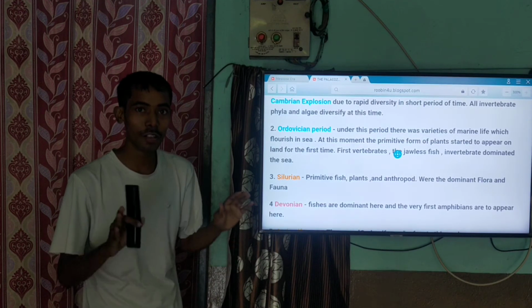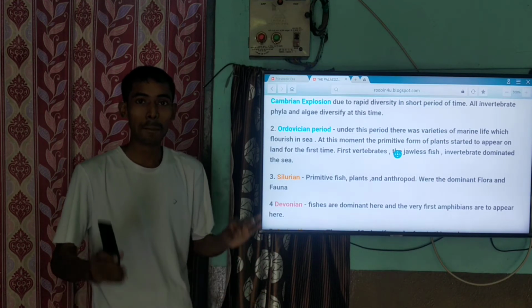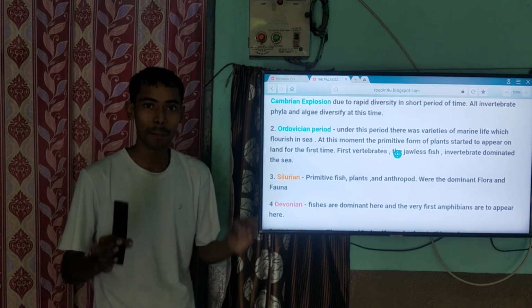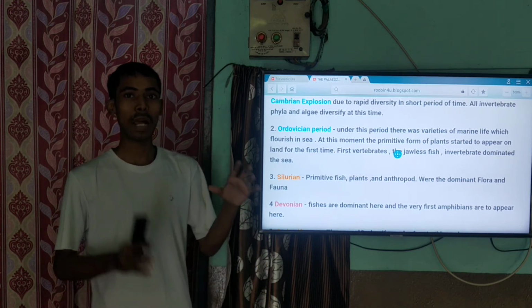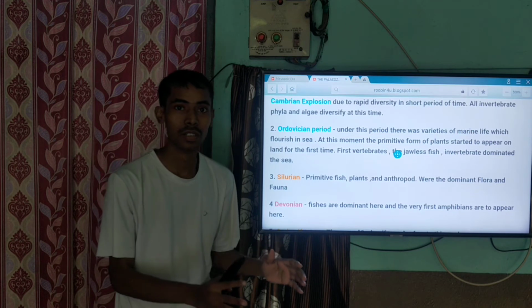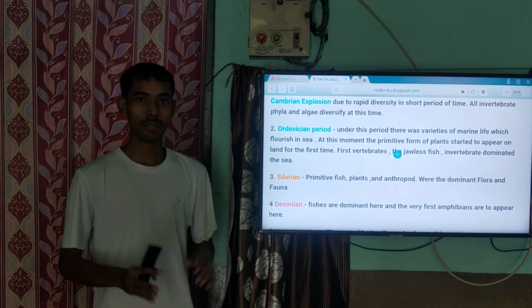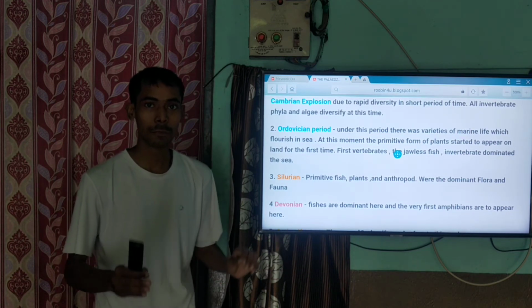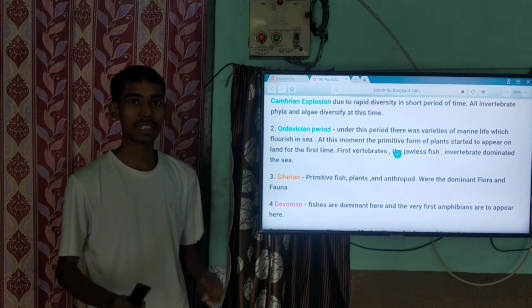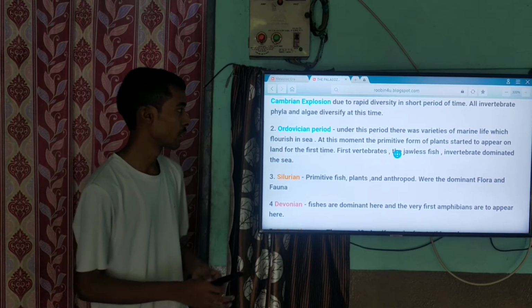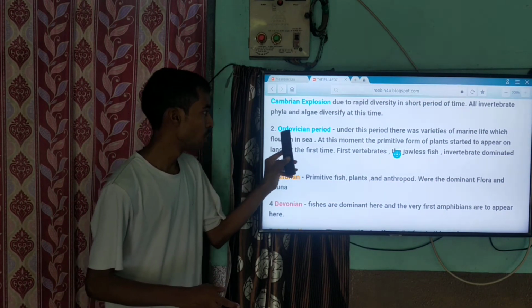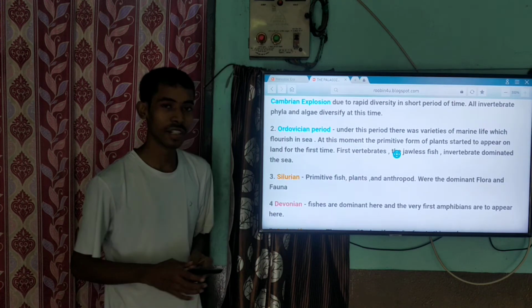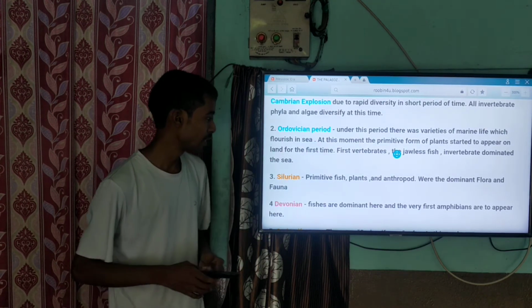At this point of time only, the primitive forms of plant started to appear on the earth's surface. The very first primitive types of plant you will see on the earth are under this Ordovician period.